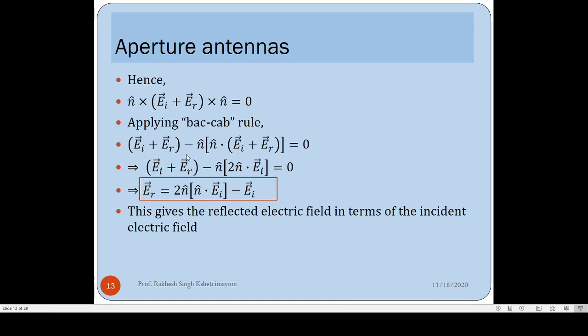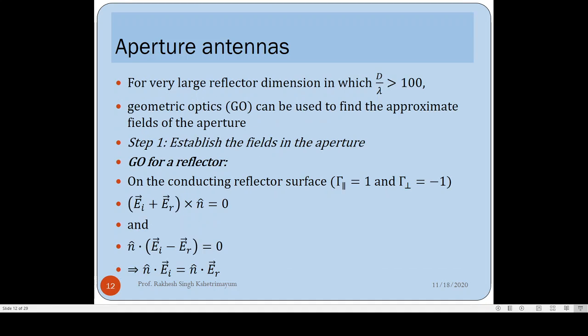So here we have only one unknown term, ER. If I want to find the reflected electric field, it will be simply 2n(n·Ei) minus Ei from this relation here. This gives the reflected electric field in terms of the incident electric field, and that is possible from geometric optics, for a reflector dimension which is very large, where the diameter of the reflector is greater than 100 lambda.